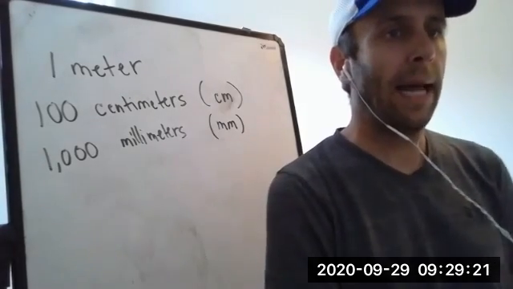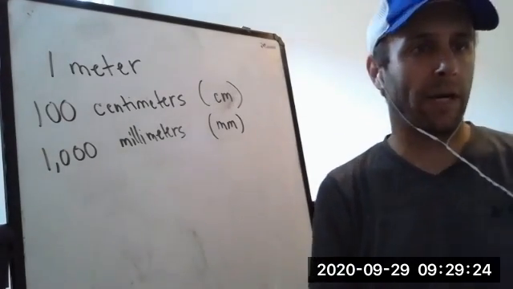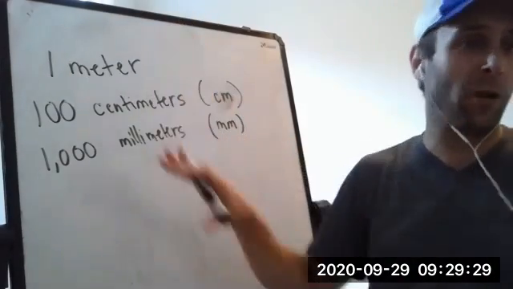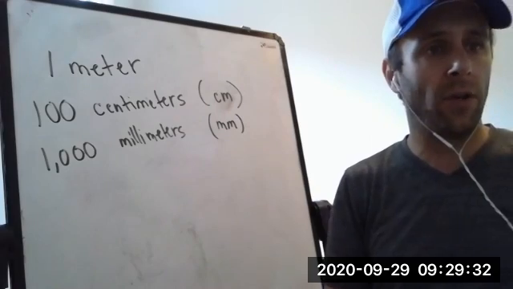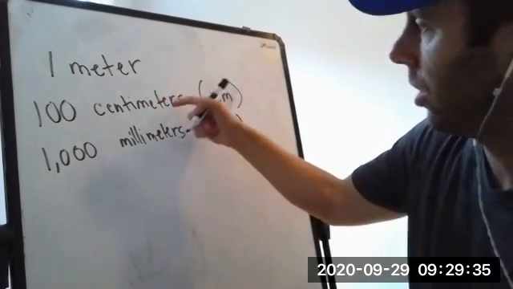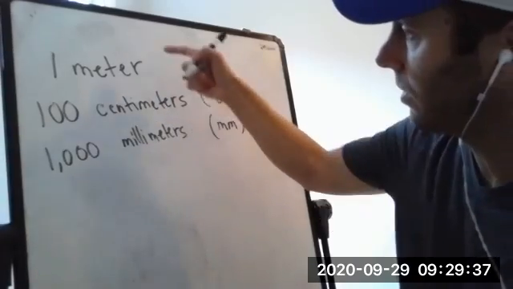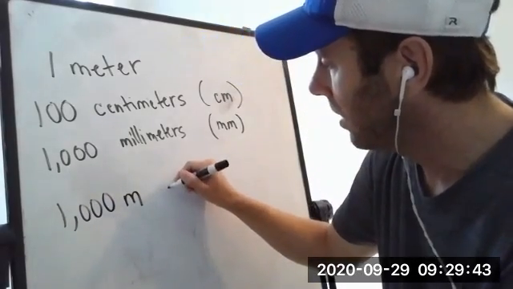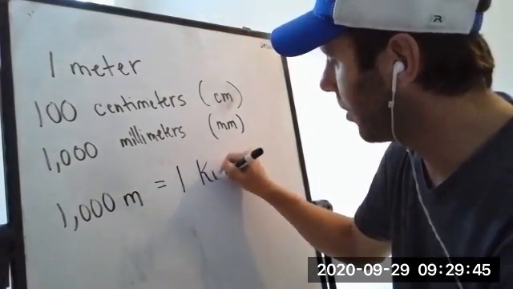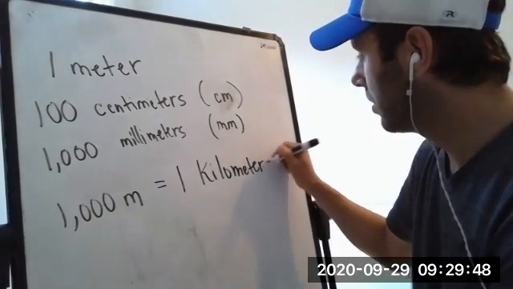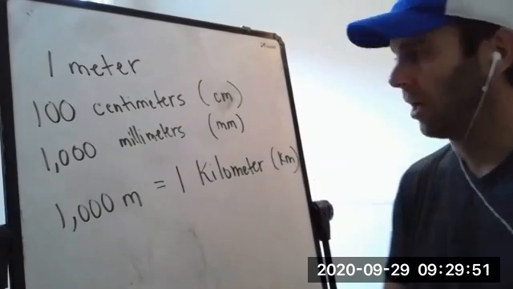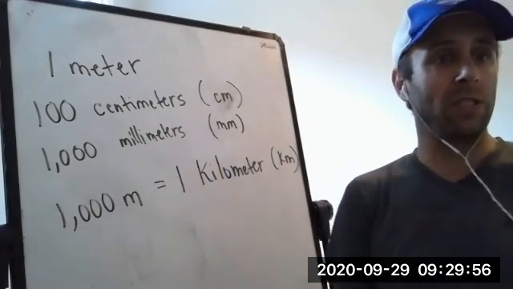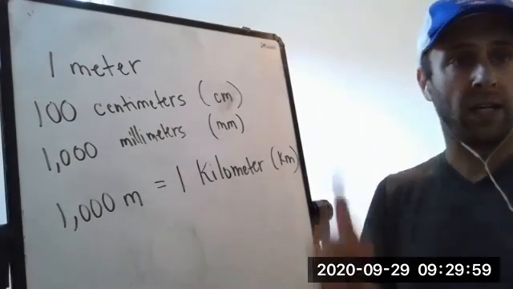And then last, we're going to talk about a kilometer. Kilometer, remember, is how you measure those really long runs. So a kilometer is way bigger than all of these. There's 100 centimeters in 1 meter, there's 1,000 millimeters in 1 meter, but there are actually 1,000 meters in 1 kilometer. And we use km for kilometer. So there's 1,000 of those meter sticks in 1 kilometer.